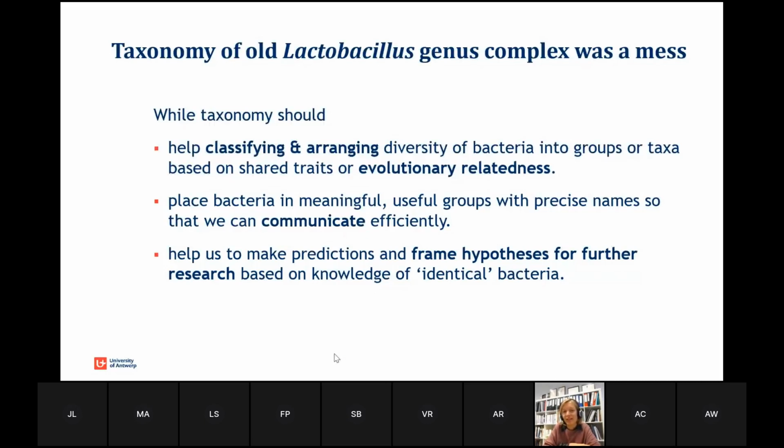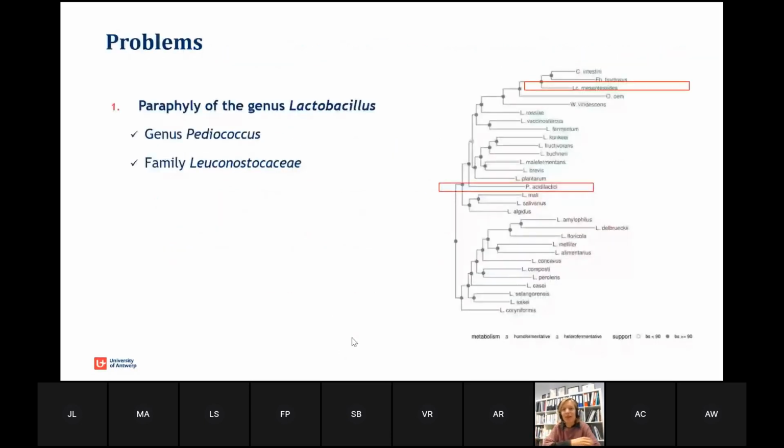And it was actually, at a certain moment, almost impossible for us to communicate well about the bacteria we were working with. In fact, taxonomy should help you classify and arrange the diversity of bacteria in groups with meaningful hypotheses and so on. It should also better reflect the evolutionary relatedness. So in a way, we were forced to go in the direction of taxonomy.